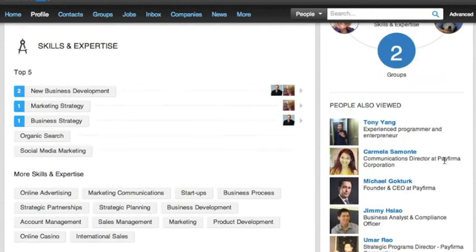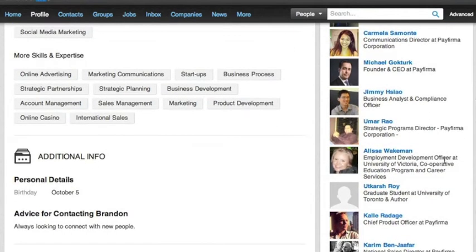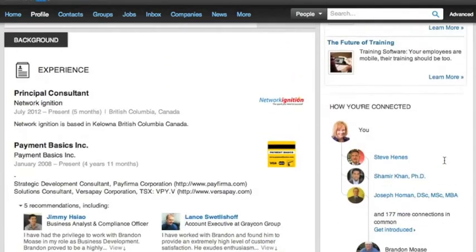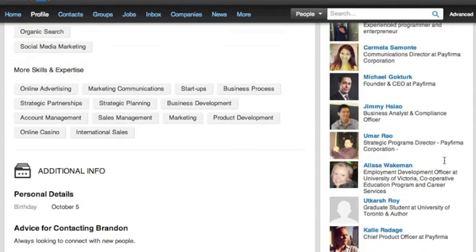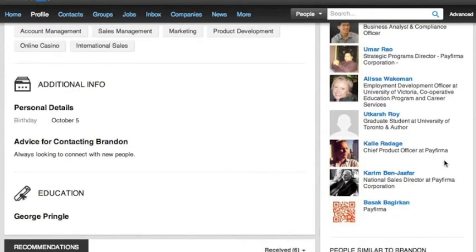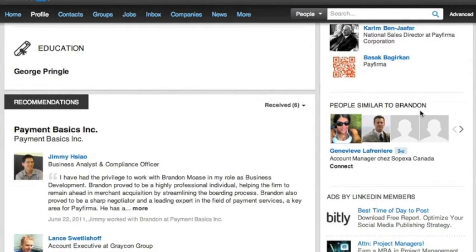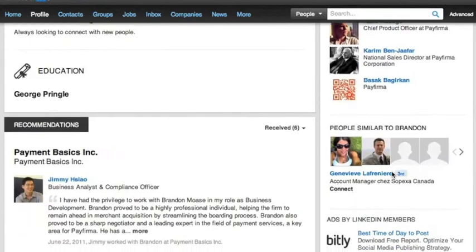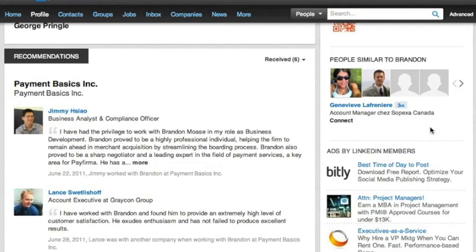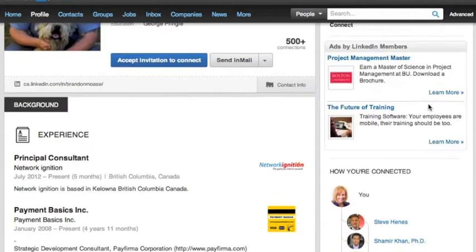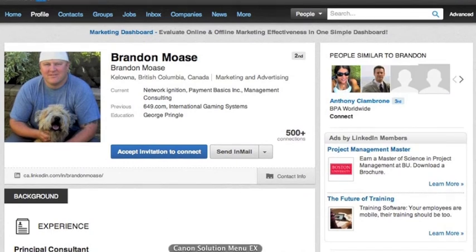Some other information that's useful. Other profiles that people have viewed when they're looking for folks like Brandon. And this is useful, especially if I'm looking to hire someone. So these would be other individuals I might look at. Same thing, people similar to Brandon. So this is what people have actually looked at. These are people that LinkedIn itself feels are similar to Brandon. Again, if I'm looking to employ someone, these might be individuals that I want to look at. So already you can see an immense amount of information, and we're not even connected yet.